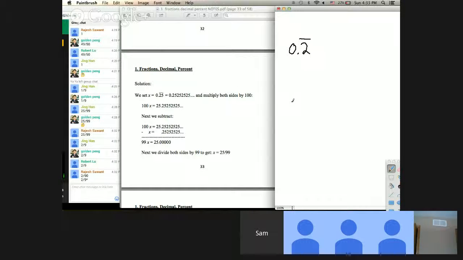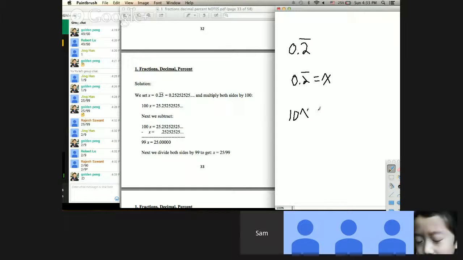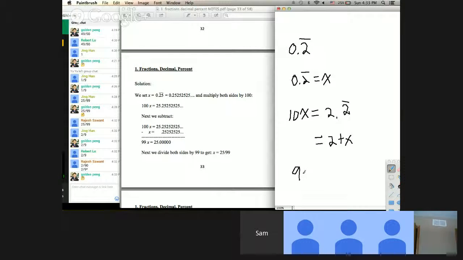Right, nice job, guys. The answer is 2 over 9. So again, just real quick, you had 0.2 repeating, and we'll set that equal to x, and then we'll multiply both sides by 10, since it's just repeating by 1. So it's 10x equals 2.2 repeating. So then 0.2 repeating is going to be equal to x, so we can set that as 2 plus x, and then we move x to the left-hand side, so we get 9x equals 2, and then x equals 2 over 9. Sorry, my pen is messing up today, so it might look a little sloppy.